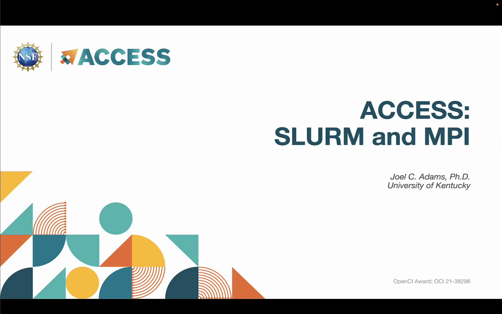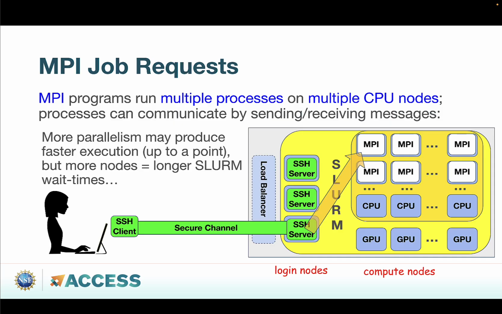How do we use SLURM to launch an MPI program? MPI jobs run on one or more nodes. They get speed up by running parallel processes on different CPU cores. These processes can communicate by sending and receiving messages across the cluster's network.